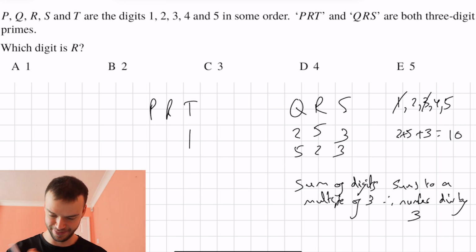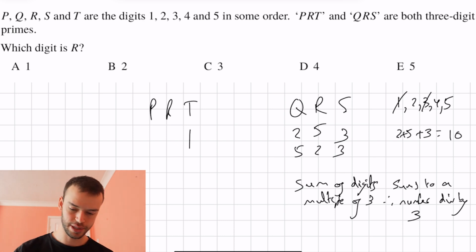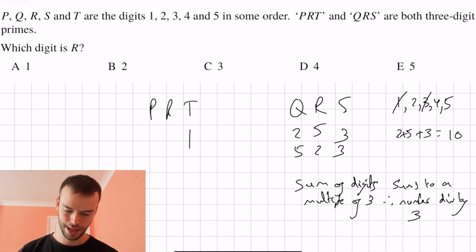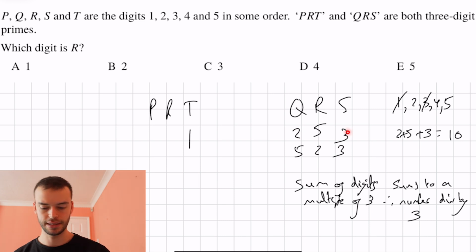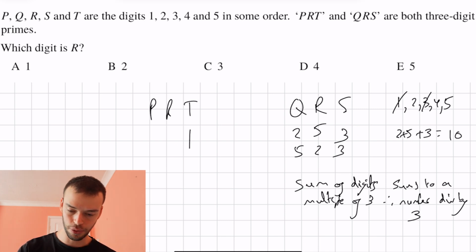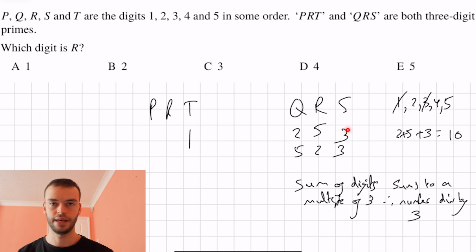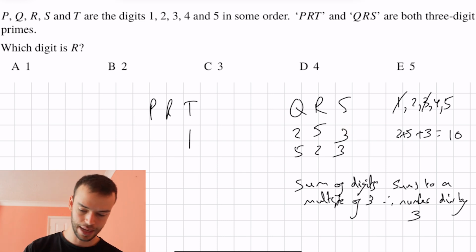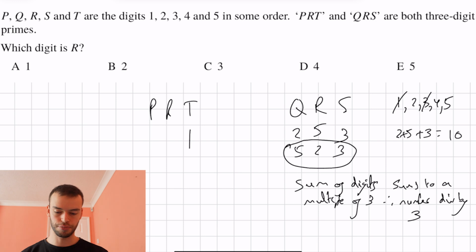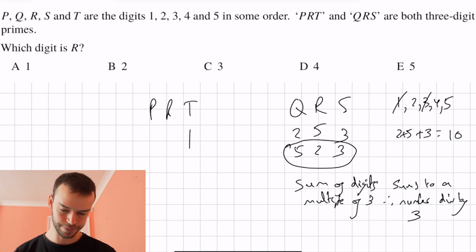Good question. And I've just spotted another trick. If you have a three-digit number and the first digit plus the third digit gets you the middle number, that means that number is divisible by 11, okay? So therefore, 253 is not a prime number, and so we just have 523 as our prime number for QRS. Cool, so we've got one of the prime numbers.